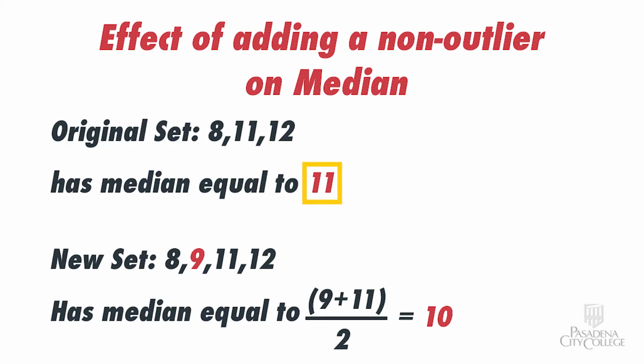When we have our new data set, we're going to add the number 9 in, right? So when we add the number 9, what's the first thing we need to do? Well, we have 8, 11, 12, and 9.